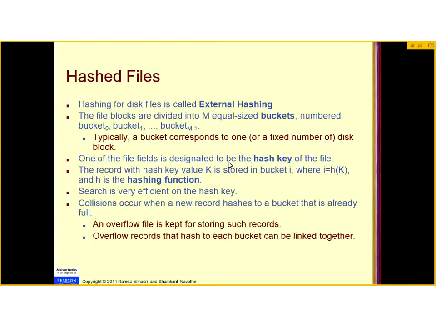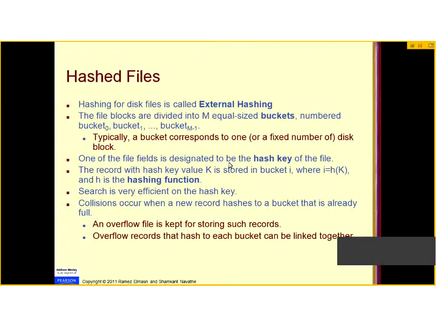The file blocks are divided into n equal sized buckets. So you have file blocks, you divide them into n equal sized buckets and number them from 0 to m minus 1. Same as arrays, like if you have an array of size 10, the indexes of the array are from 0 to 9. In external hashing as well, the buckets are the same as arrays, and you number them from 0 to m minus 1. Typically, a bucket corresponds to one or a fixed number of disk blocks. So each bucket points towards the disk blocks, either one or many.